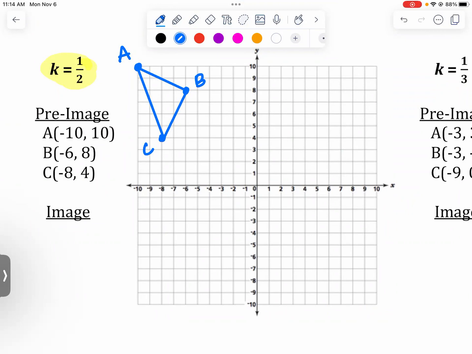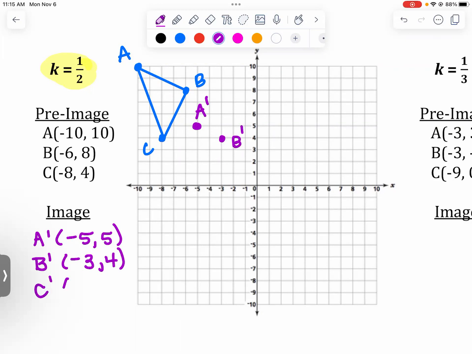There's really not a lot of fluff to this section. We take all of our coordinates and we multiply them by a number. Okay. It helps if you write them down. So A prime becomes -5, 5. And B prime becomes -3, 4. Oh, I did do it right. And C prime becomes -4, 2. See, you don't even need me today.